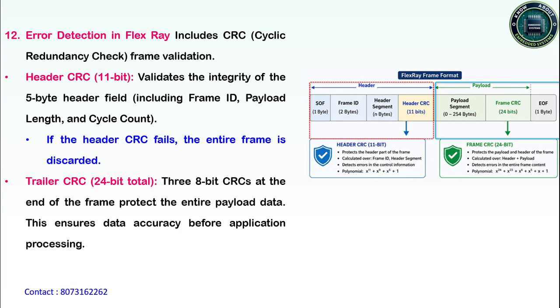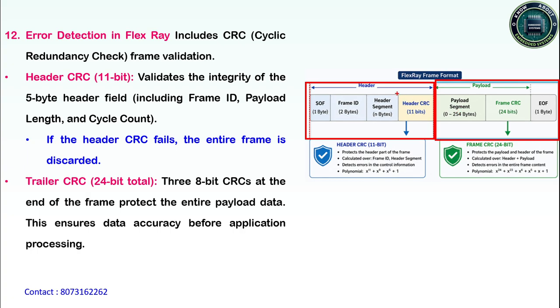And coming to the error detection mechanism, FlexRay has its own data integrity or validation mechanism. If you observe the diagram here, I have split it into two parts. The total data validation is divided into two parts: one is the header part and one is the payload part. We will have two types of data integrity mechanism.